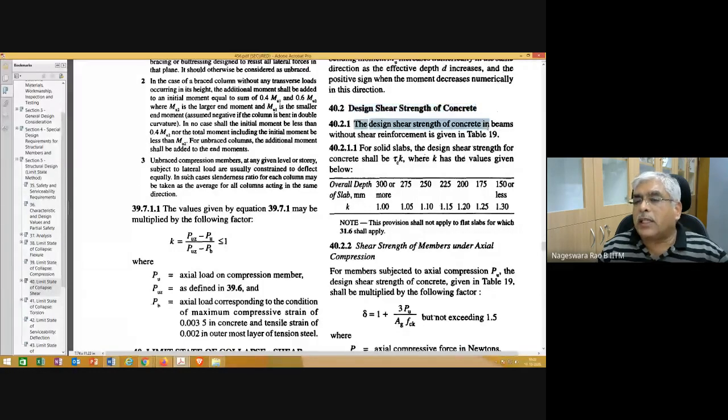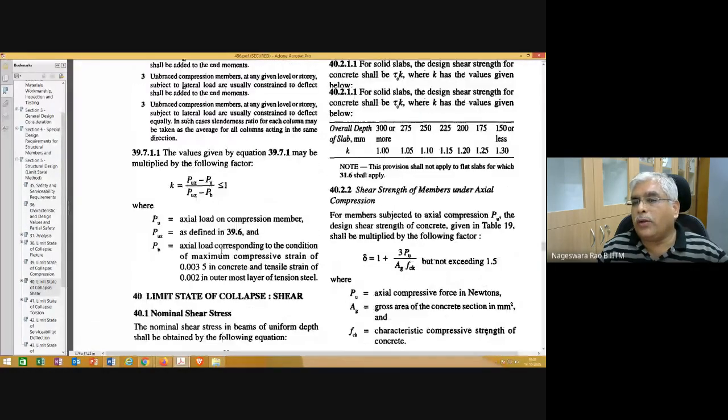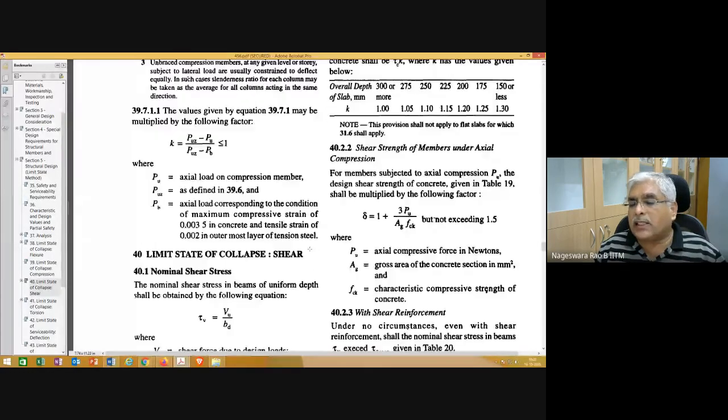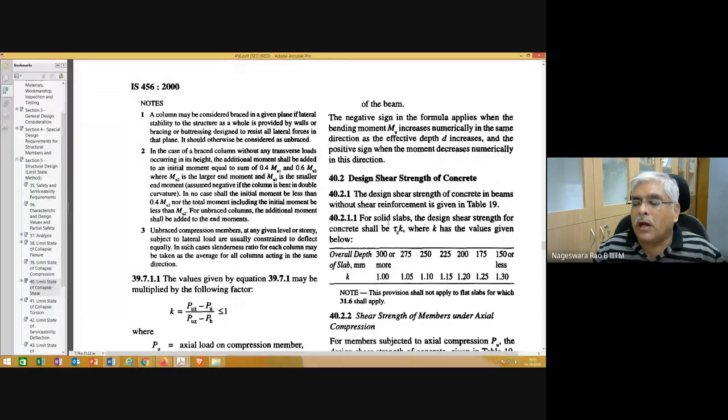The design shear strength of concrete in beams without shear reinforcement is given in Table 19. So you calculated the shear stress. Now you need to find the shear strength of the beam, and then if the nominal shear stress is less than or greater than the shear strength of the beam, we need to decide what to do. Those details we will go through in the subsequent steps. So now let's see the design shear strength of concrete in beams without shear reinforcement, given in Table 19.